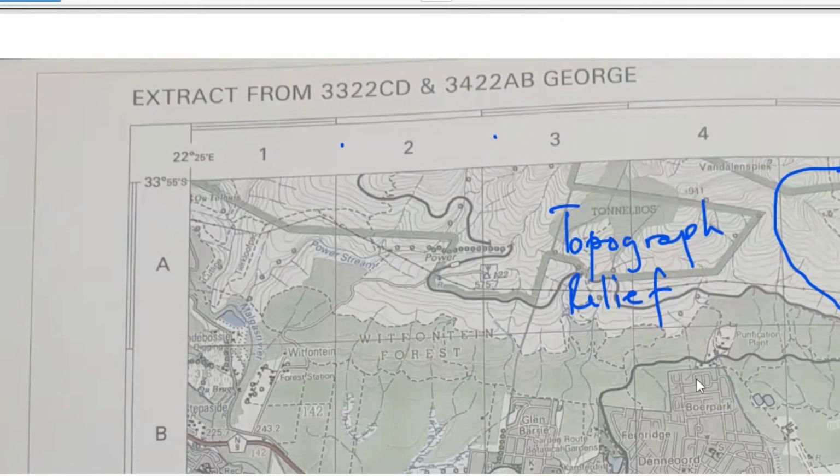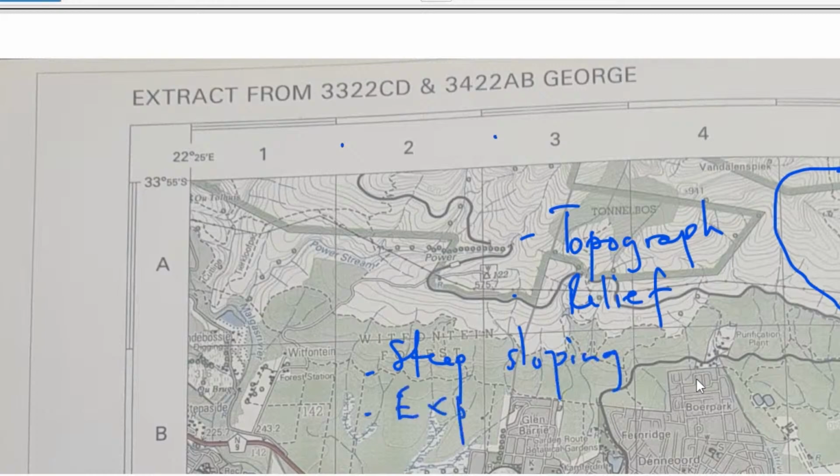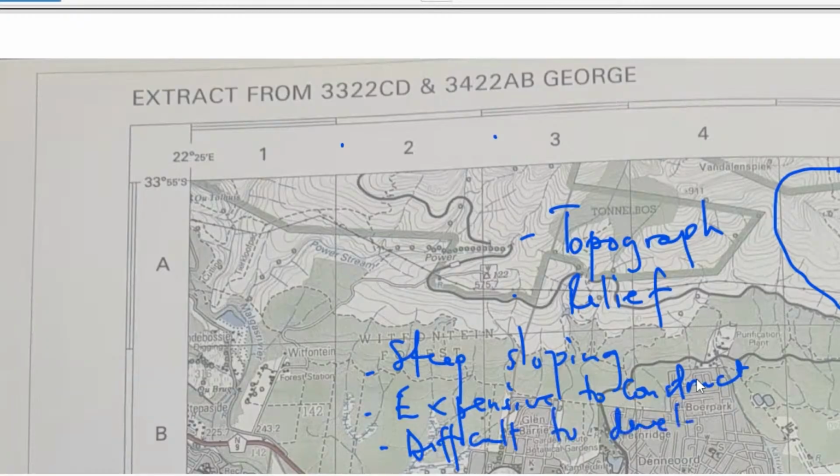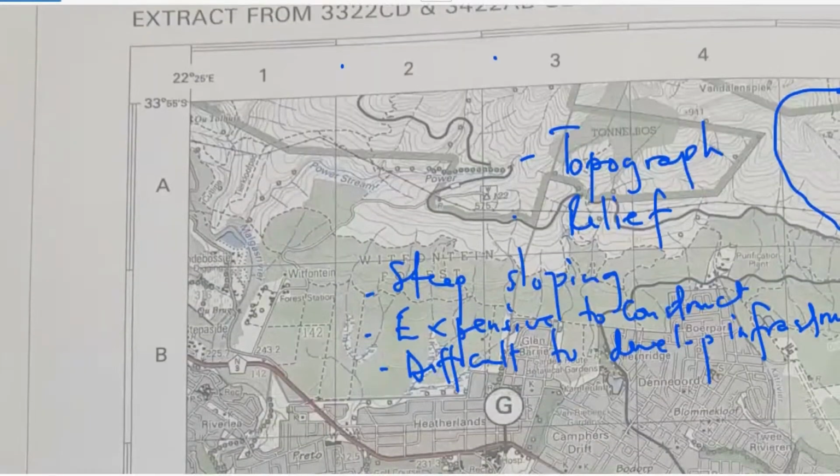And how does this data layer limit development? Right, this steep sloping landscape, the area is steep sloping. And for that reason, being steep sloping, it's expensive to construct in that area. And also it's difficult to develop infrastructure. Infrastructure like roads, like railway networks, they are very difficult to establish in those areas because of the nature of the steepness.